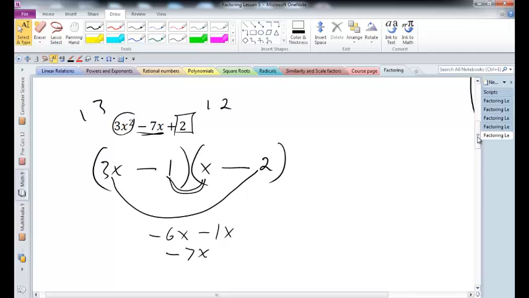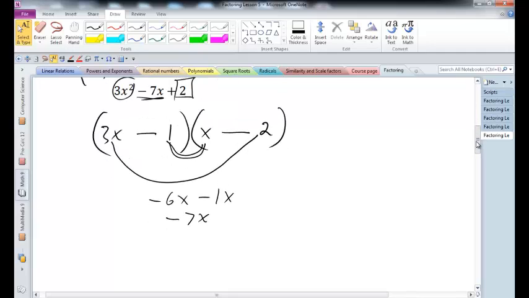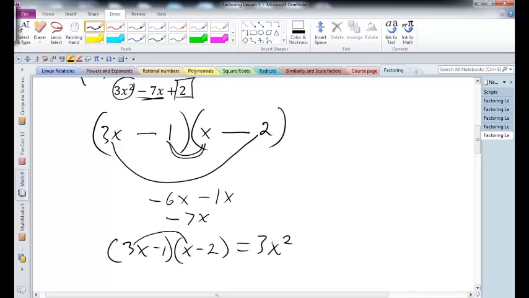Let's multiply our two binomials back out just to make sure we've done it correctly. If I take 3x minus 1 times x minus 2 and multiply them out, 3x times x, 3x squared, minus 6x, minus 1x, plus 2. And you can see I've done it correctly. 3x squared minus 7x plus 2.